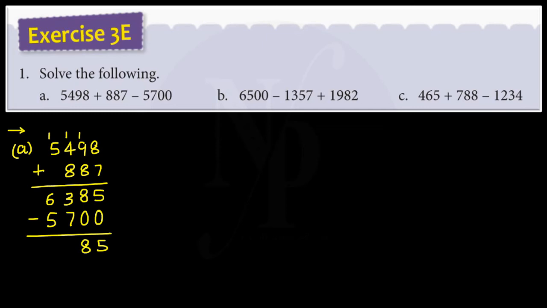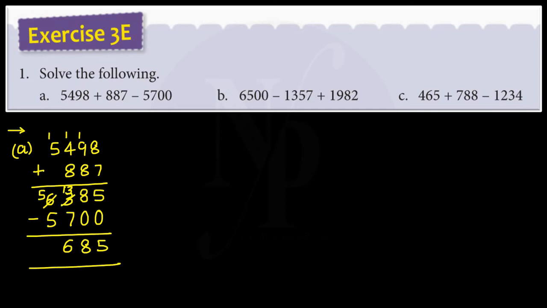So for regrouping, we make this 6000 as 5000, and borrow 1000 or 10 hundreds to the hundreds place. 10 hundreds plus 300 becomes 1300, I'll write 13 here, 13 hundreds. Subtracting 7 from 13, you get 6. And subtracting 5 from 5, you get 0. 0 may not be written here.